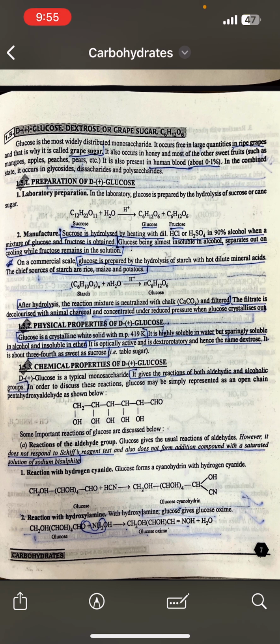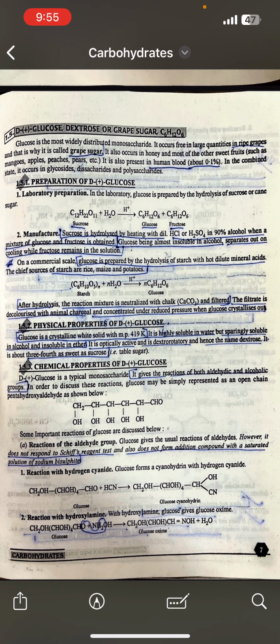Preparation of glucose. In the laboratory, it is prepared by the hydrolysis of sucrose, giving two units, glucose and fructose respectively. For the manufacture, sucrose is hydrolyzed by heating with dilute HCl or H2SO4 in 90% alcohol, when a mixture of glucose and fructose is obtained. Glucose, being almost insoluble in alcohol, separates out on cooling while the fructose remains in solution.